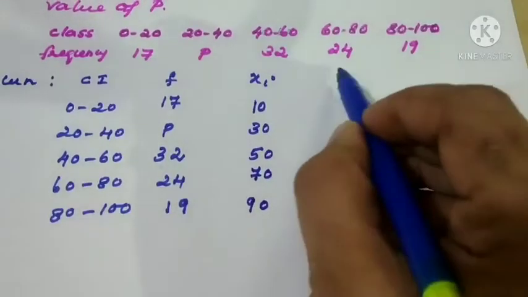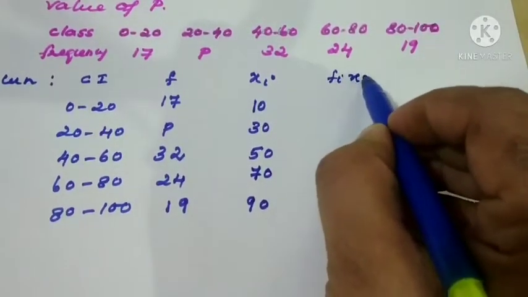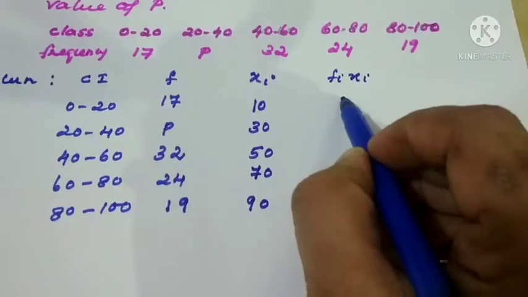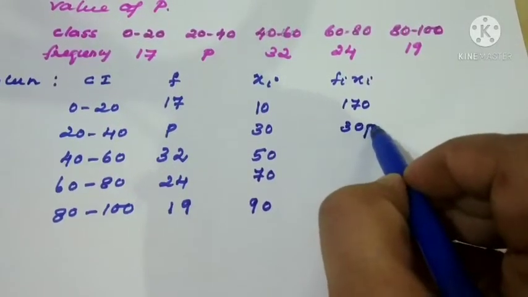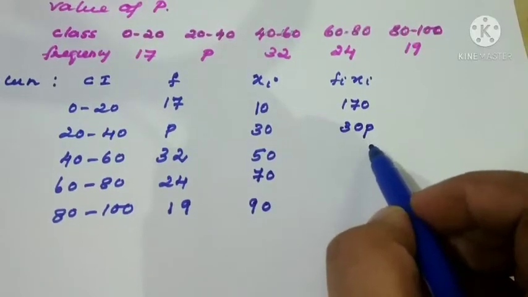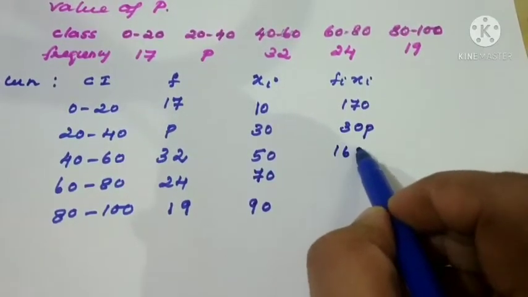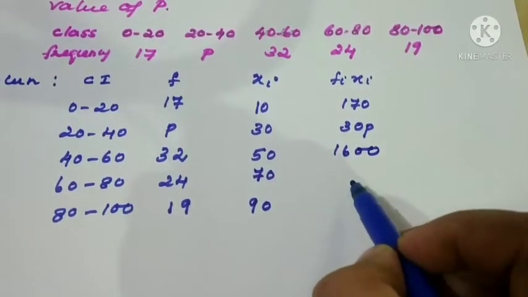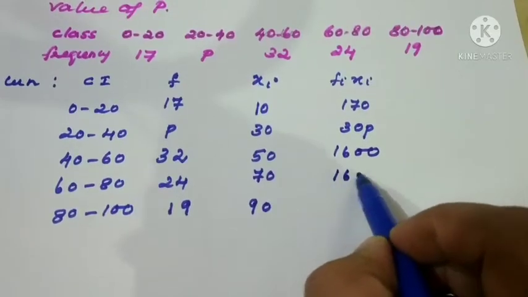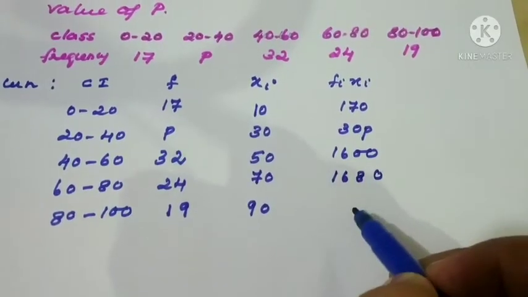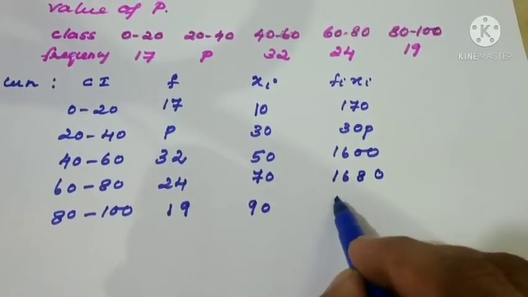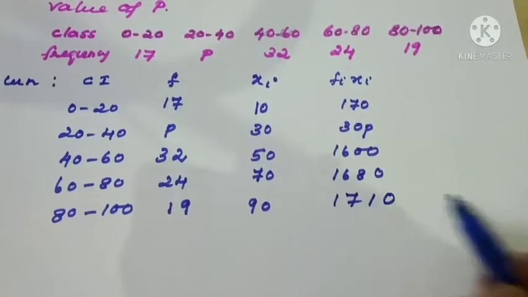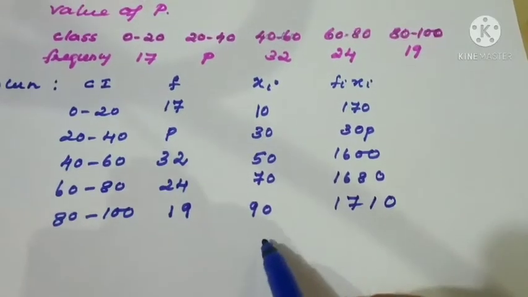What is the next column? Fi Xi. Just multiply respectively: 170, 30p, next 1600, next 1680, 19 into 90, 1710. Each one you can multiply and verify.